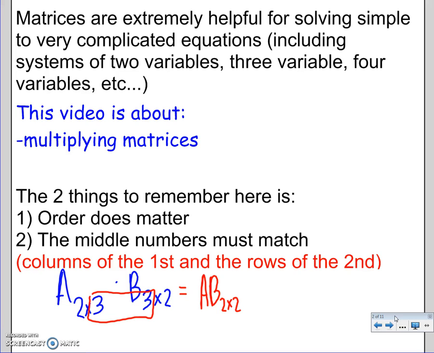Now if I tried something else, say C is a 2 by 1, I'm trying to multiply that by D, which is a 2 by 2, these middle numbers do not match, so I cannot multiply them. There is no solution there. Alright, so the middle numbers must match. The first and last one can be anything they want.